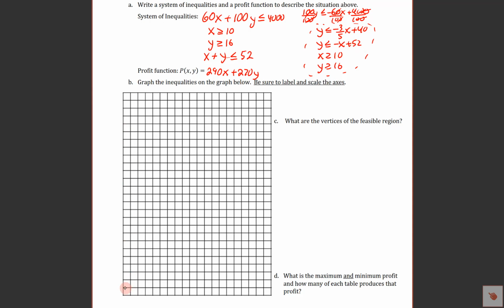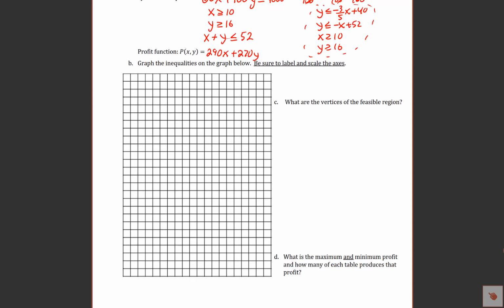So let's see. If we did 2, 4, 6, 8, 10, 12, 14, 16, 18, 20, 22, 24, 26, 28, 30, 32, 34, 36, 38, 40, 42, 44, 46, 48, 50. 52 would put us right at the top there. So we're going to count by 2 on each one of those.